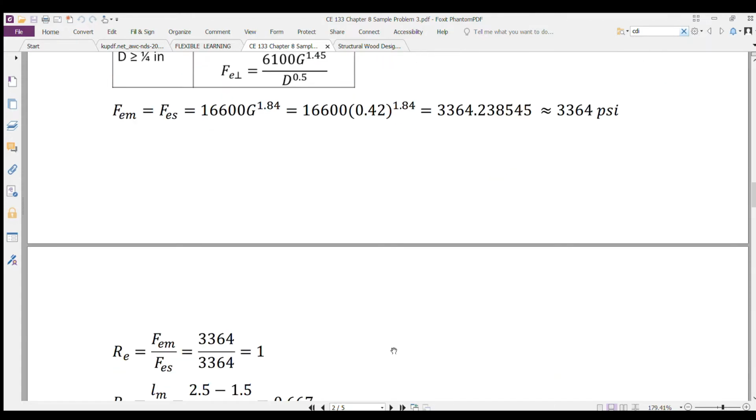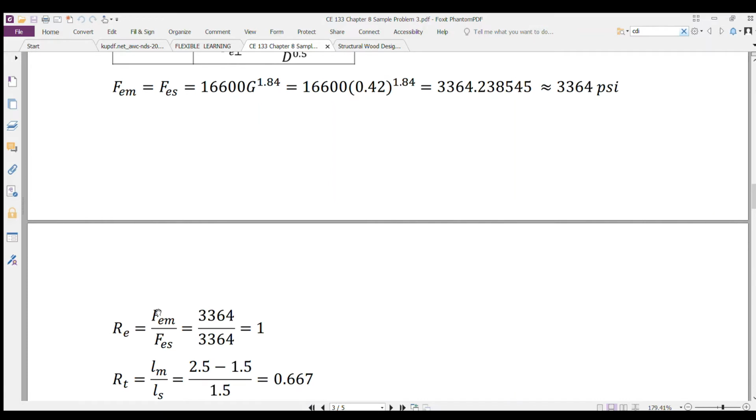Now we need to solve the ratio between the dowel bearing strength for the main member and side member. Since they are based on the same member as well as the same type of wood, it has a ratio of 1. Meanwhile, R sub T is equal to L sub M over L sub S, which is the depth of penetration of the nail, or rather the fastener, to the member.